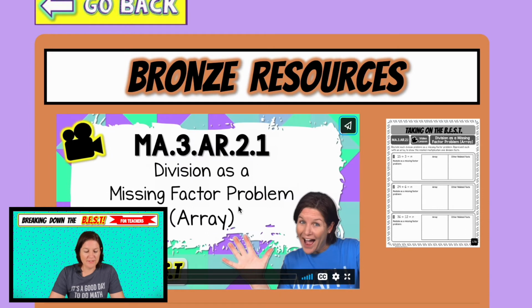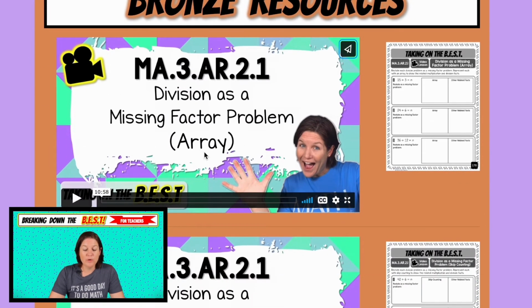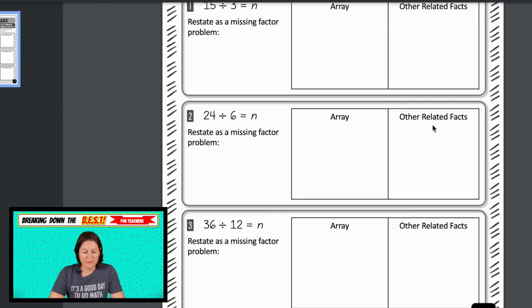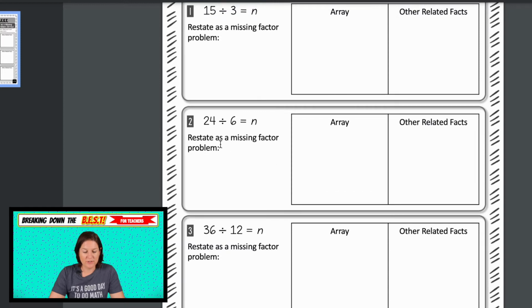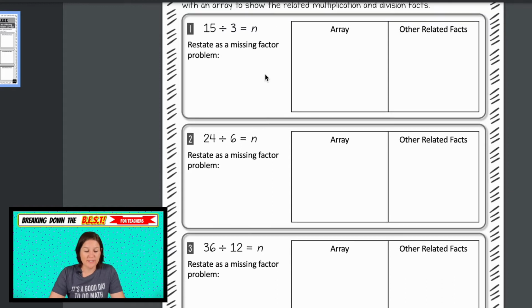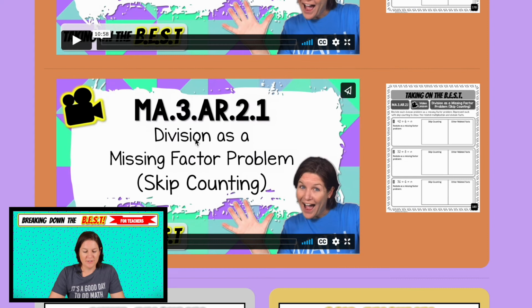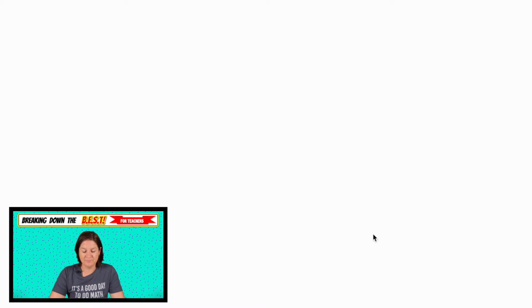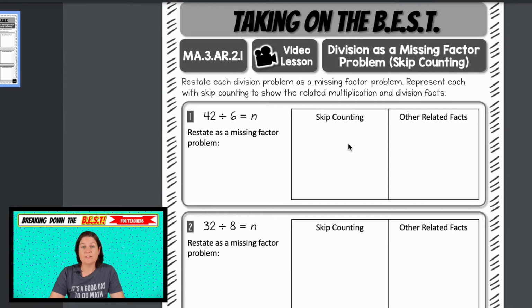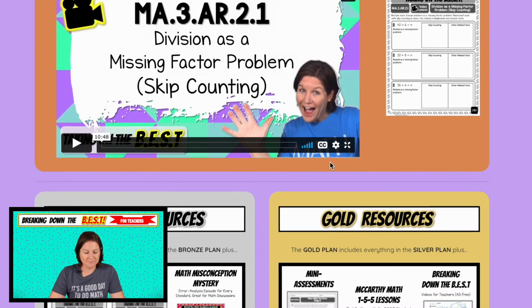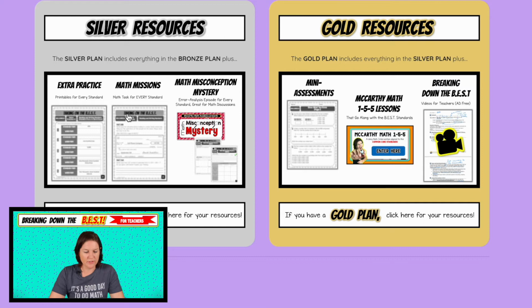So here we have division as a missing factor problem, where we will be using an array. And here's what that printable looks like. Okay, and we're using N as that missing factor, restate as a missing factor problem, and then we're listing all the fact families and modeling it out with the drawing. It is all good stuff. Here, division as a missing factor problem, using the strategy of skip counting to solve it. Same kind of thing, just we're skip counting this time instead of drawing an array. And those are your 2 video lessons there. It's a pretty straightforward standard.